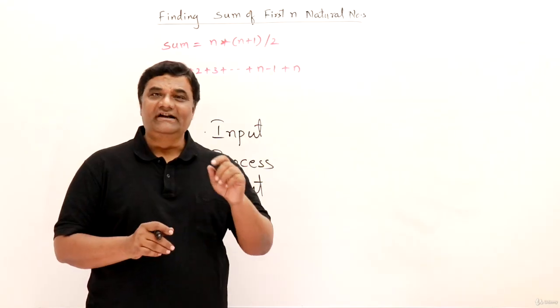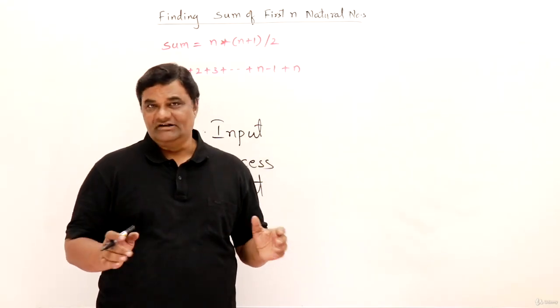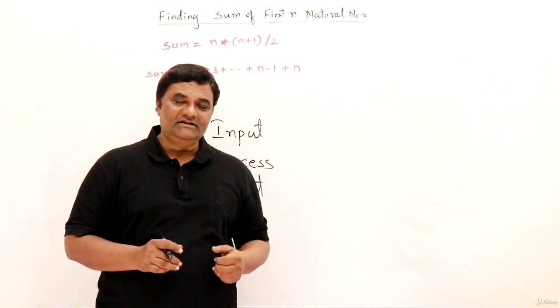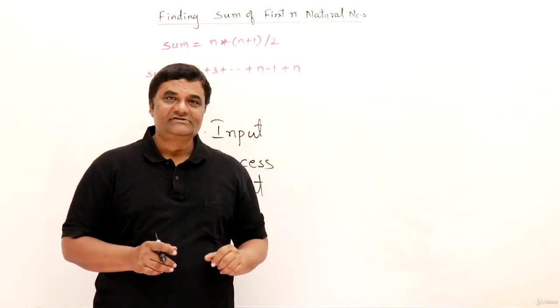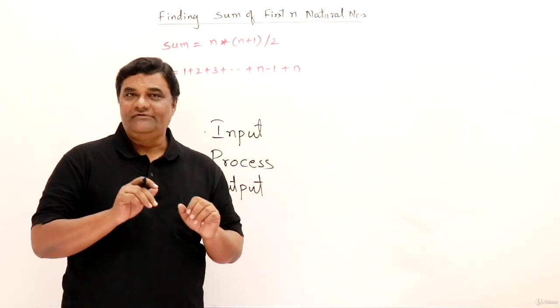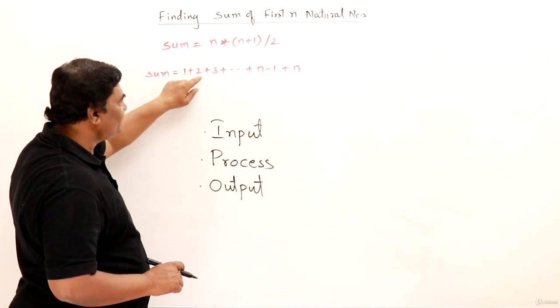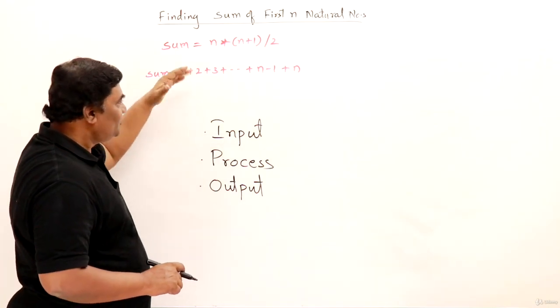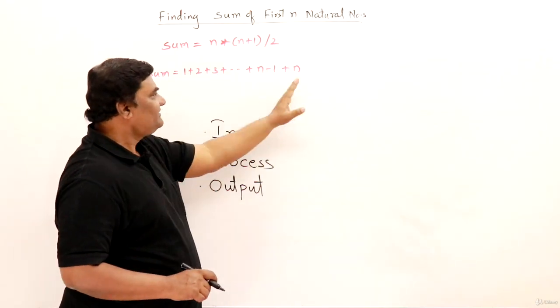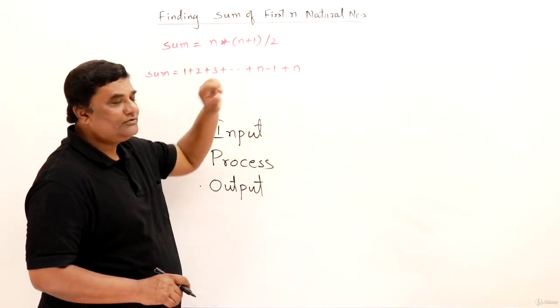In this video, let us write a program for finding the sum of first n natural numbers. We have already seen the formula in the video called expression. So let us write a complete program. Let us see what it means by the sum of first n natural numbers. See, natural numbers start from 1 onward. So 1 plus 2 plus 3 and so on up to some number. If you want to find the sum of all these numbers, then the formula is n into n plus 1 by 2.